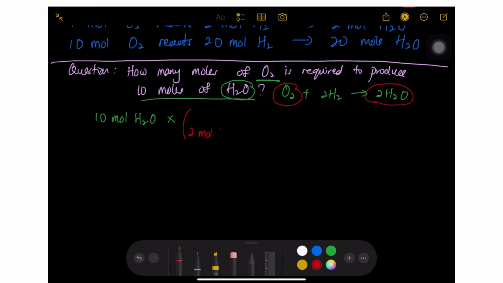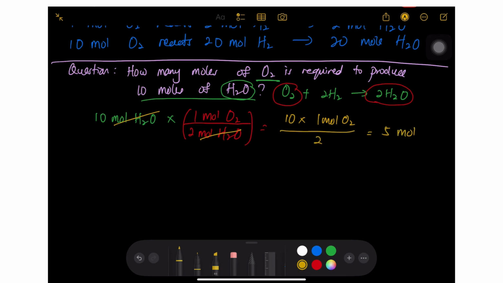So 2 mole of H2O and 1 mole of O2. In this case, we can use mathematic methods, which is the elimination and cancellation. Mole H2O, mole H2O. Okay, then 10 times 1 mole of O2 divided by 2, you will get 5 mole of oxygen, which is the answer. Okay, question 1. Then next, we move to question number 2.